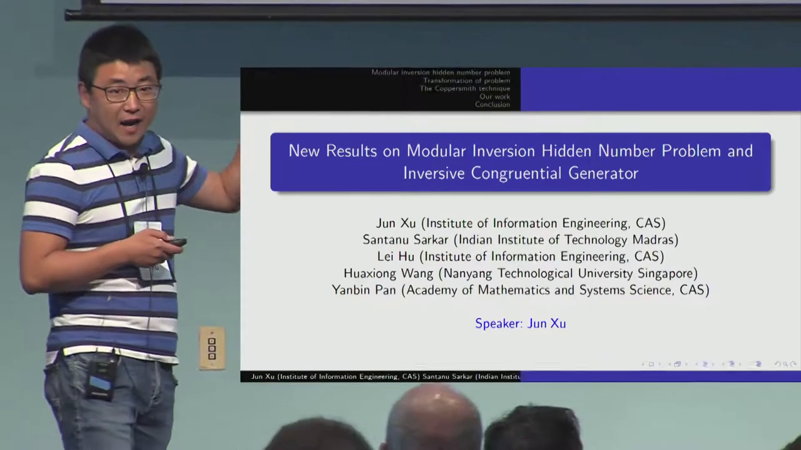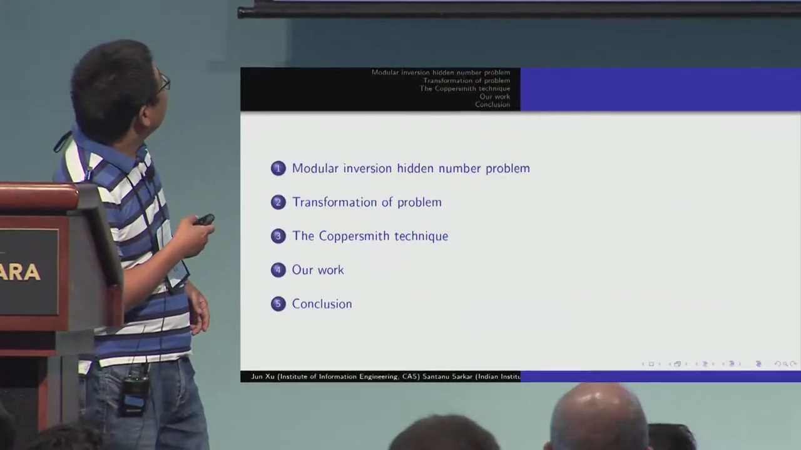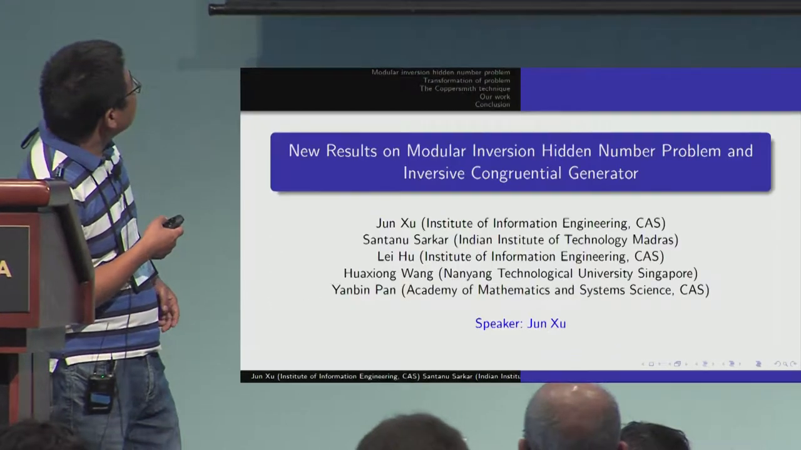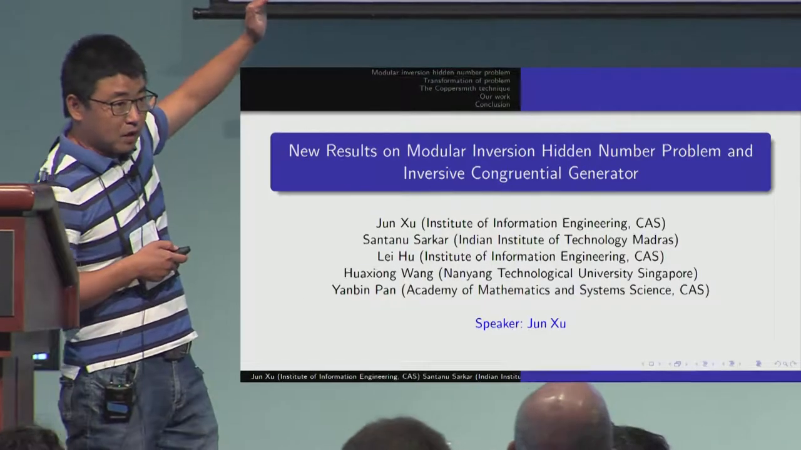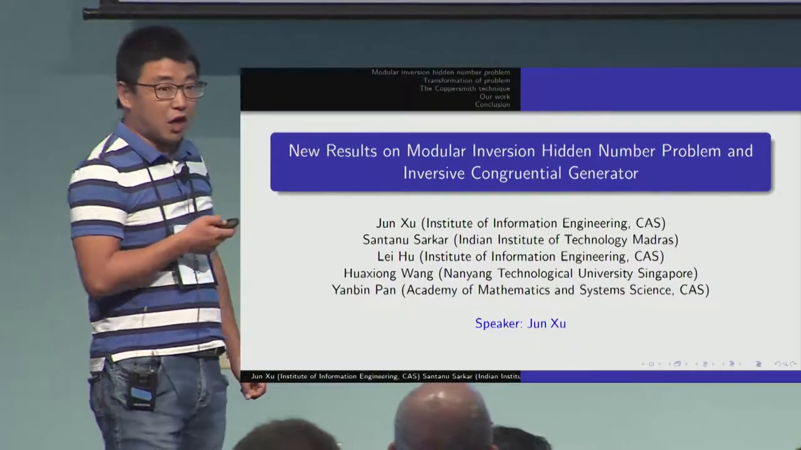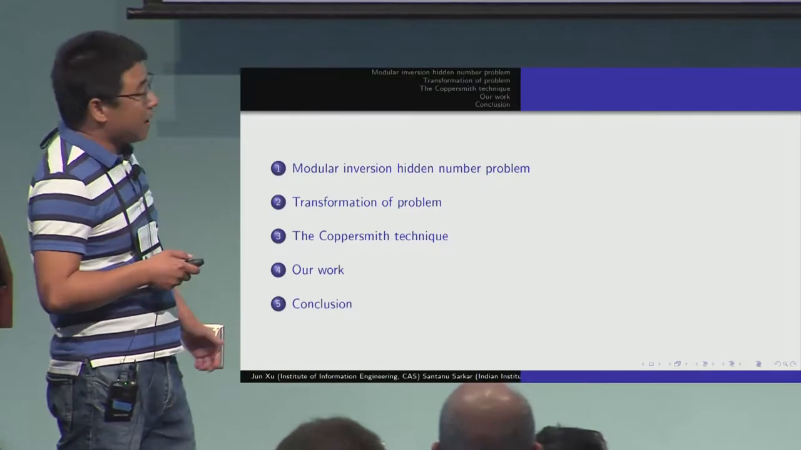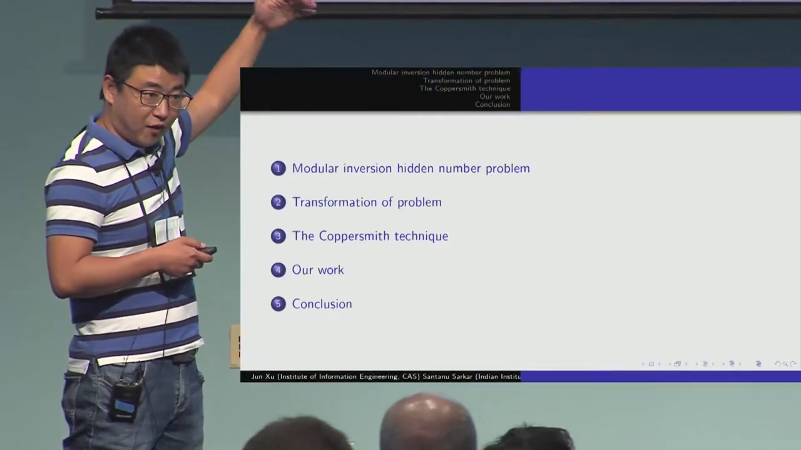My name is Jun Xu. I'm from the Chinese Academy of Sciences. So this paper is about the modular inversion hidden number problem and inversive congruential generator. I will introduce five parts.